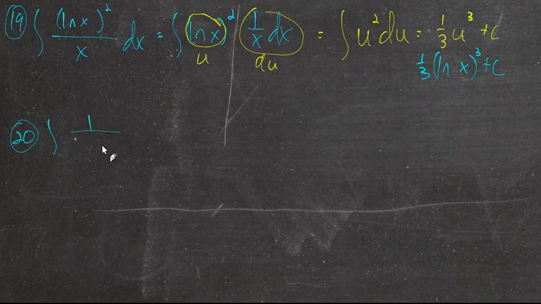Like here, 1 over x times the natural log of x to the third dx.